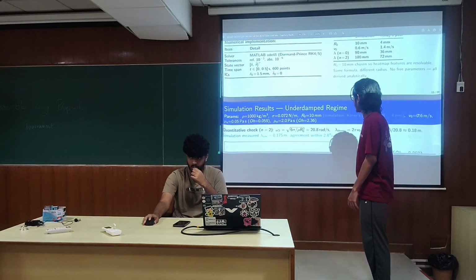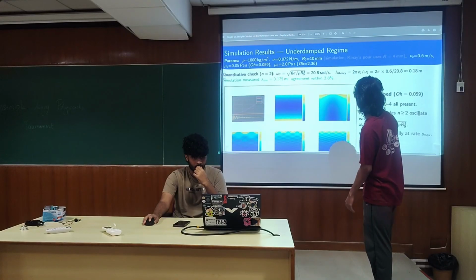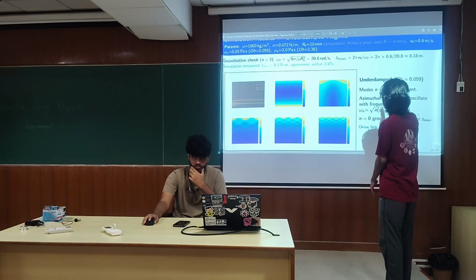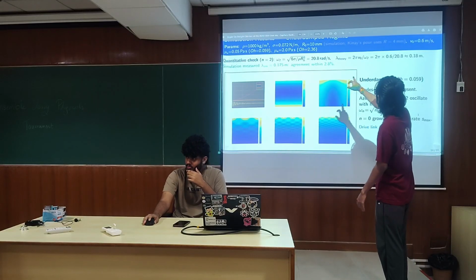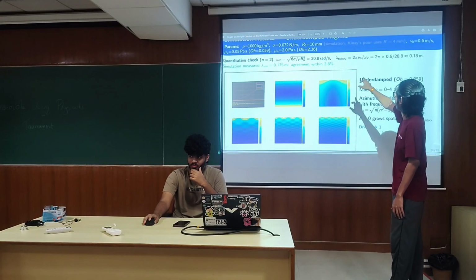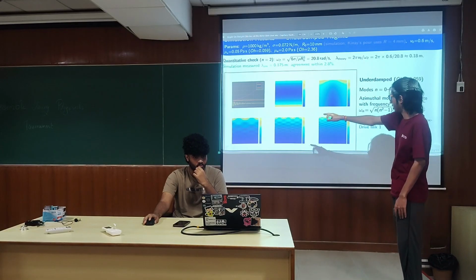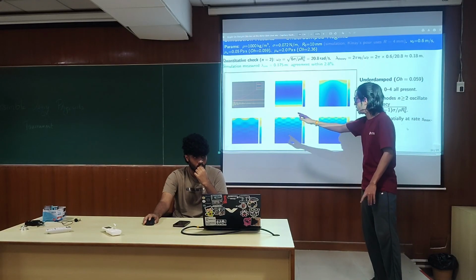Move to next. Yes, so here we have the underdamped regime, as we have discussed earlier, right? At the azimuthal modes, and these are the parameters that we have shown here. We have shown the quality check, and we have seen that there is a good agreement of around 2.8 in this region. Right, the Ohnesorge number has been stated, and these are the jet flow characteristics according to theta.